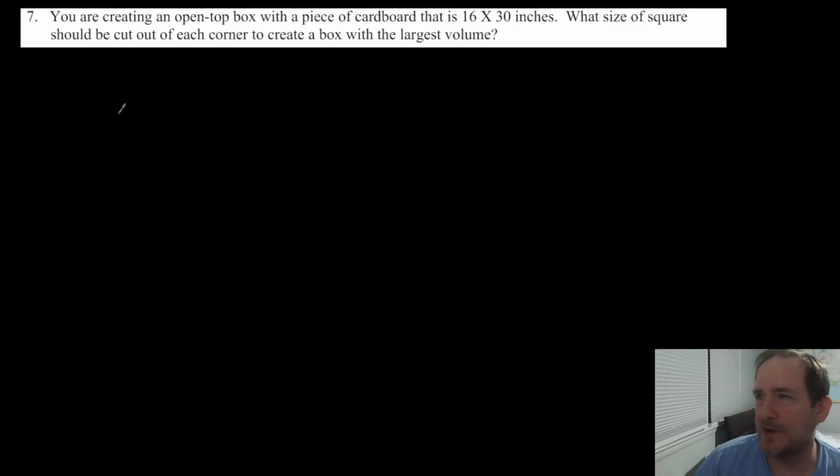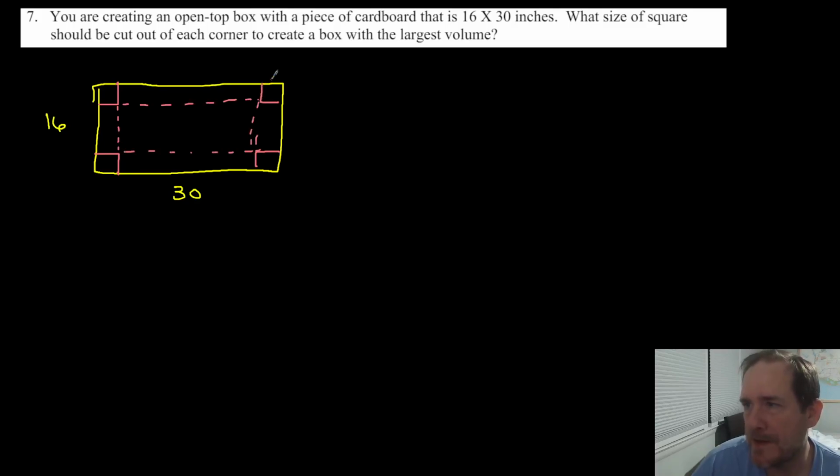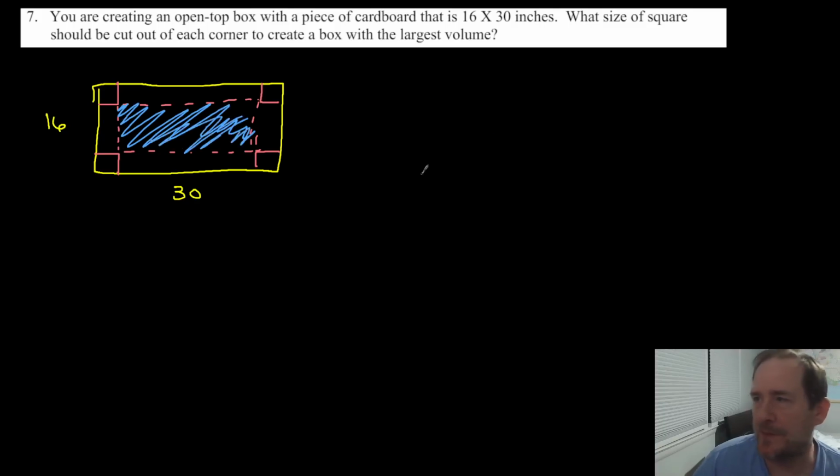So this is another question about a piece of paper, or a piece of cardboard in this case, but this one happens to be 16 by 30. And again, the plan is to cut little squares out of the sides. So you go cut, cut, cut, cut, and cut and cut. And then you fold along these edges. And then this becomes essentially the bottom, because you're going to fold up these sides.